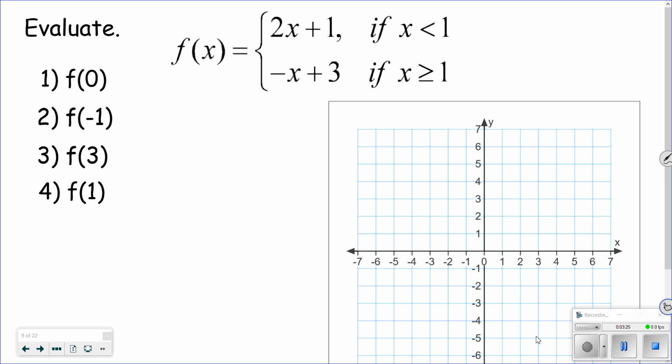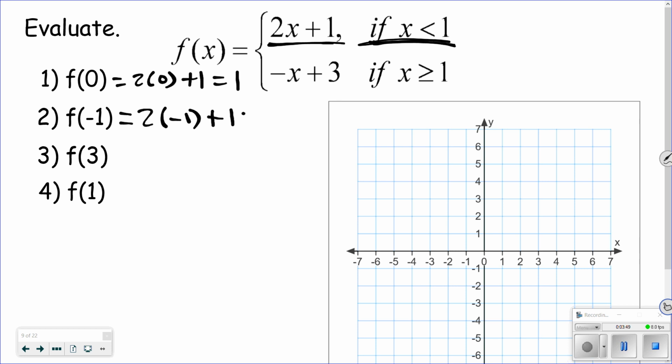All right, so f of 0. 0 is less than 1, so it fits that condition, so that's the equation I'm plugging it into. So it'd be 2 times 0 plus 1. 2 times 0 is 0, 0 plus 1 is 1. F of negative 1. Let's see, negative 1 is less than 1, so we're using that same equation again. So 2 times negative 1 plus 1. That'd be negative 2 plus 1, which comes out to be negative 1.